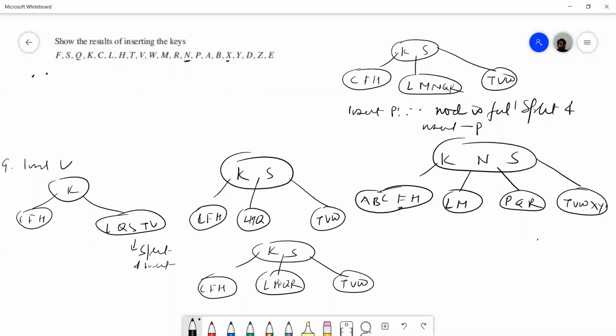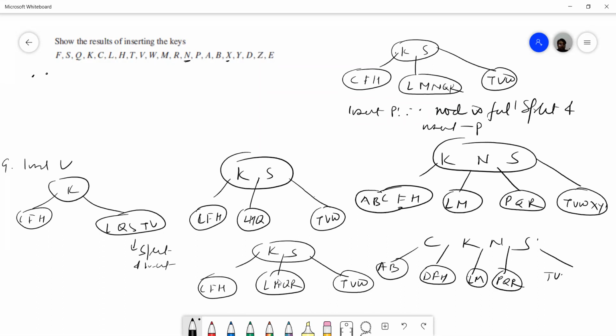Then we have to insert D. So D will be inserted here, but this node is full, so again we'll push the C upwards. So C, K, N, S. Here we have A, B. Here we have D, F, H. Here we have L, M. Here we have P, Q, R. Here we have T, V, W, X, Y. Then we have to insert Z.